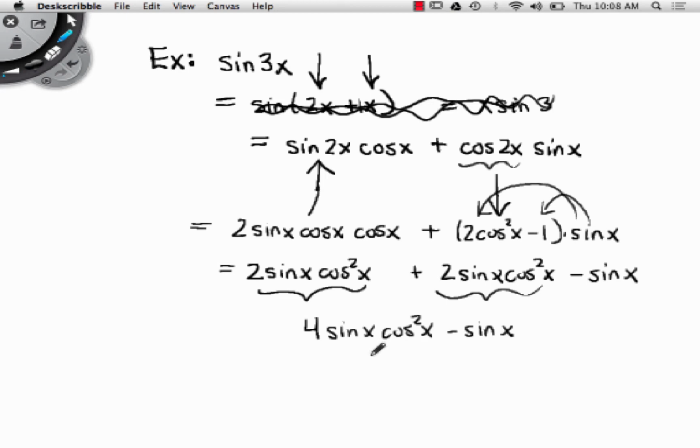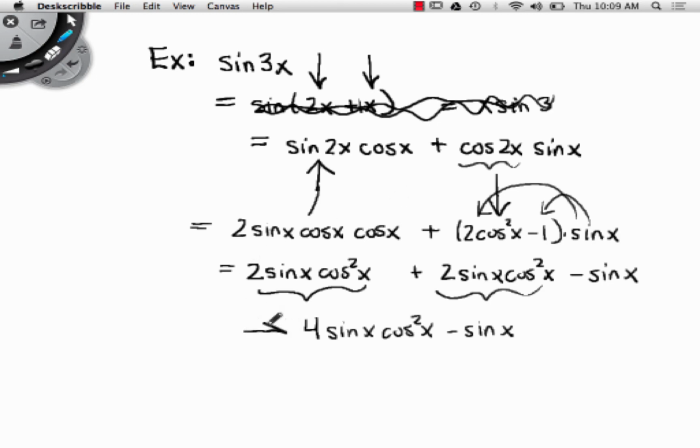How is that any less complicated than what you started with? Like, you started with sine 3x. It is. Sine 3x looks so much simpler.